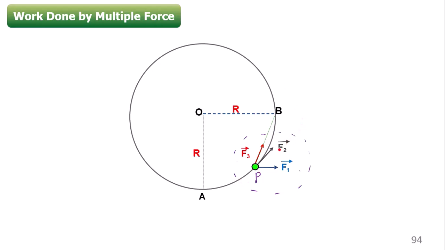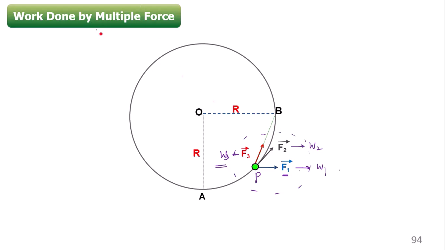Once I plot these vector forces, I can calculate the work done individually for the different forces. For F1, I calculate the work done, let us say W1. For F2, I get the work done W2. For F3, I get the work done W3. Since work is a scalar quantity, once I want the total work, you have to calculate the work done for each force separately and then add them.